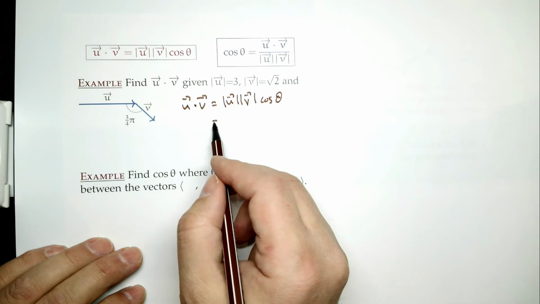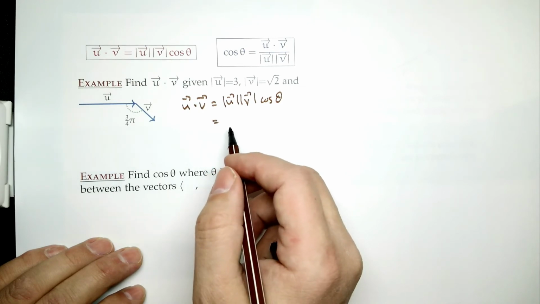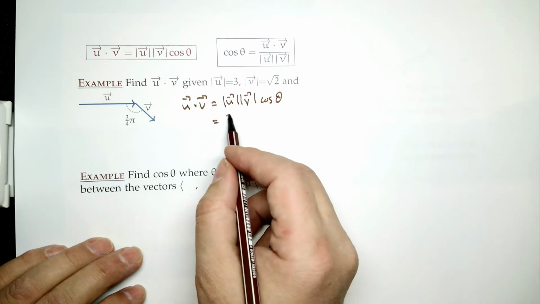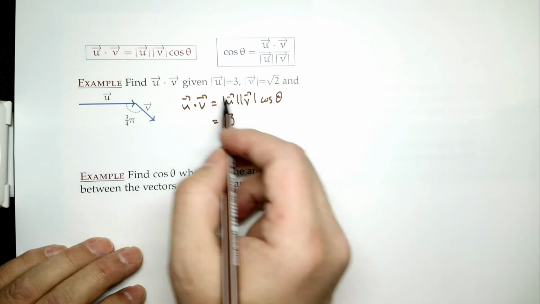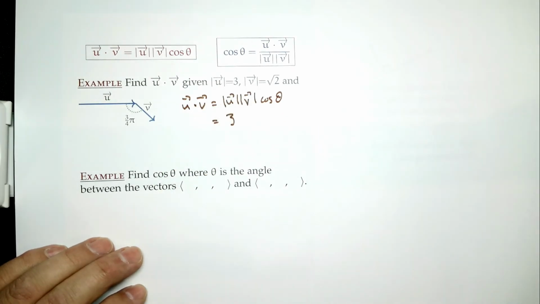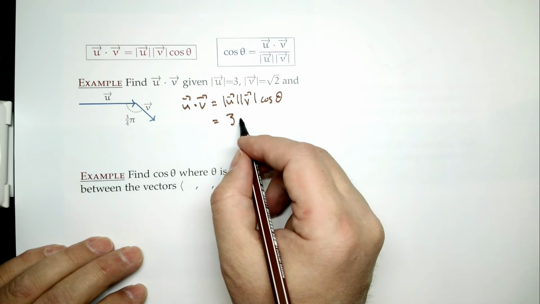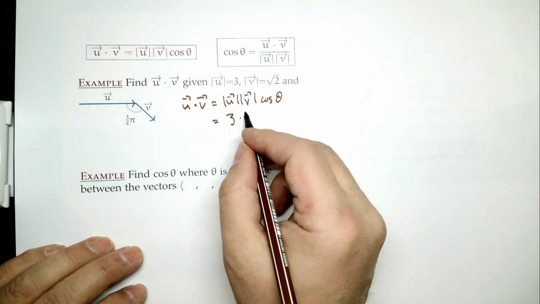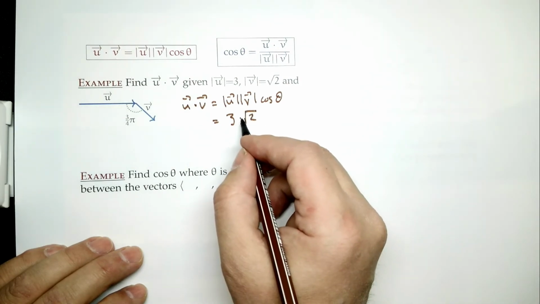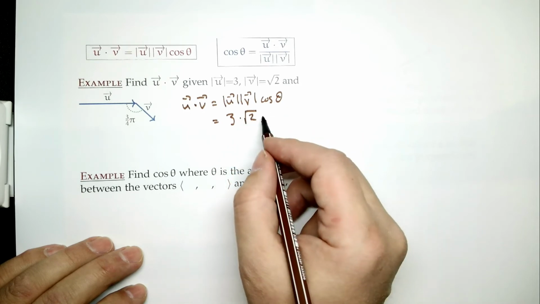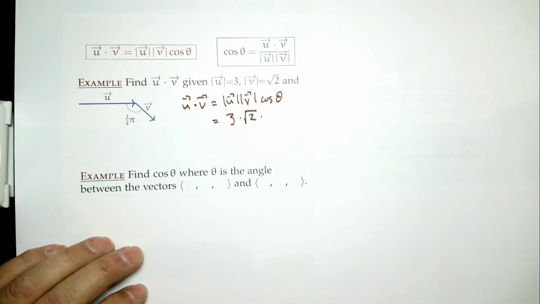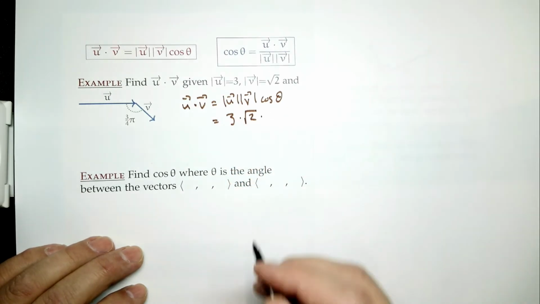Well, what's the magnitude of u? 3. How do we know that? Yeah, they told us. It's like they want us to know things. What's the magnitude of v? Root 2. By the way, this dot here is not a dot product, it's multiplication. Okay. Cosine theta. What's theta?